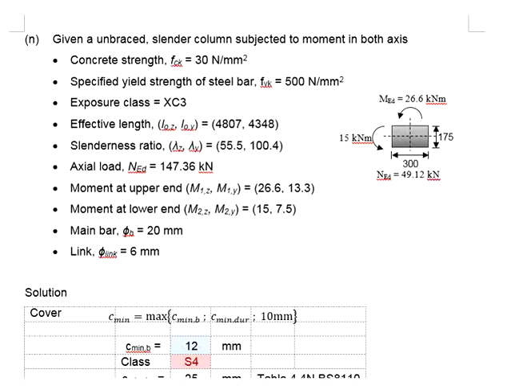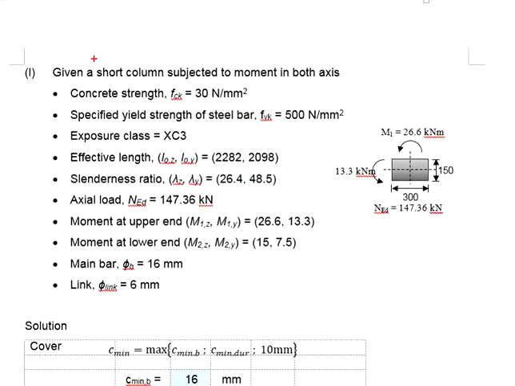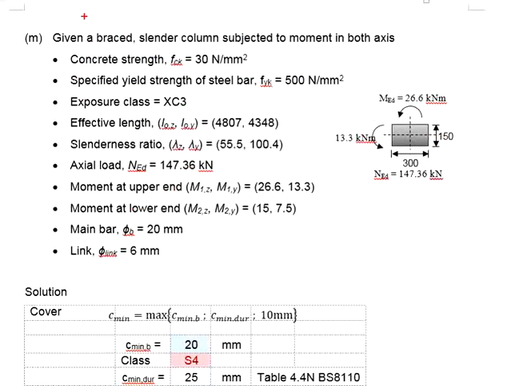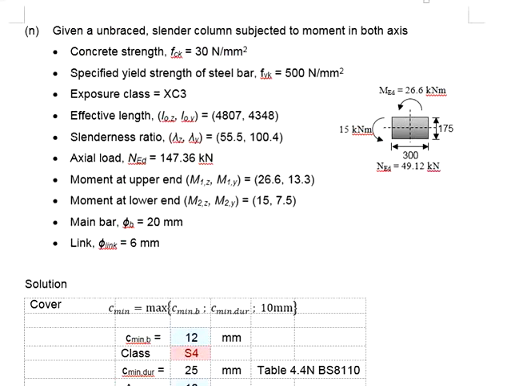So far, we have done two examples related to the column subjected to moment in both axes. We did one for the short column, another one for braced and slender column. Now we're going to do another one, which is unbraced and slender column.